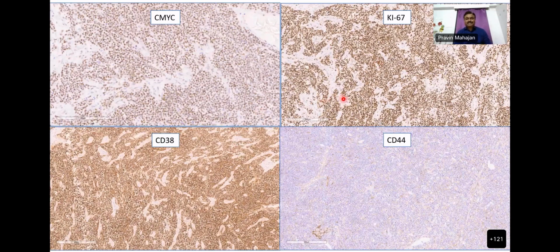Sometimes you have a morphology which is not so clear because of poor fixation, or the tumor itself doesn't have that proper histology. Then you can do additional markers like CD38 and CD44. Burkitt lymphoma differentially expresses CD38 and CD44.